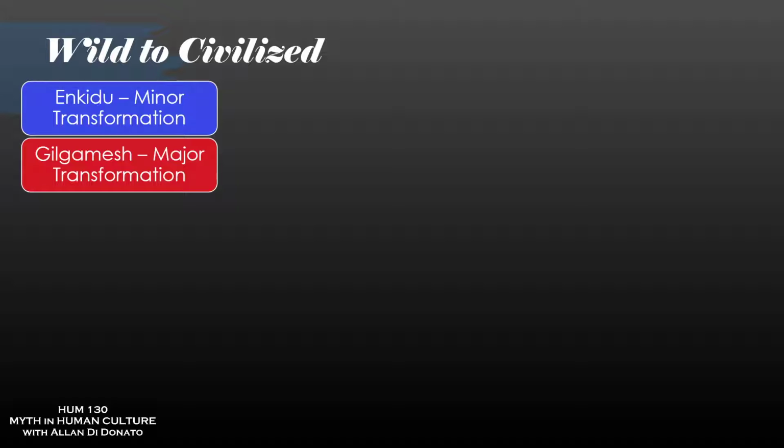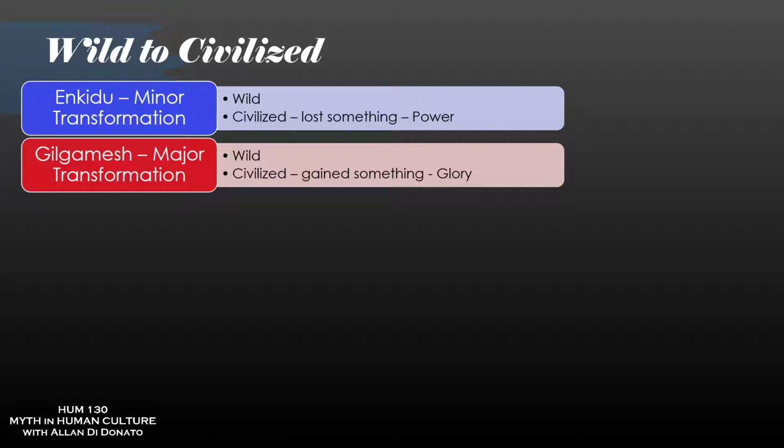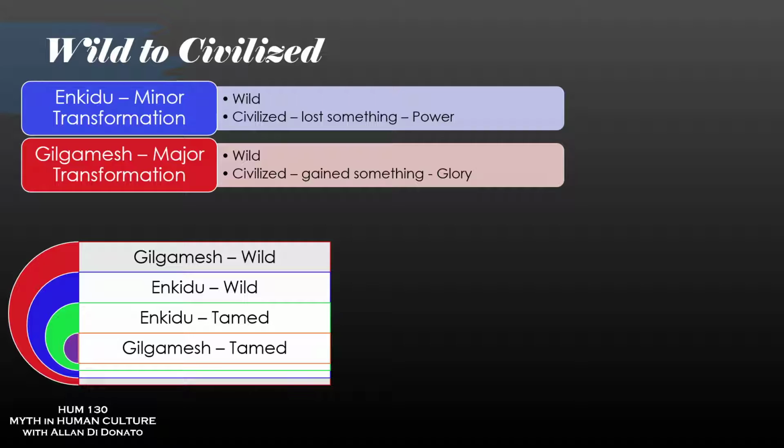Enkidu is a minor version of Gilgamesh. Gilgamesh has a major transformation. It's kind of done in a way where, again, Gilgamesh's transformation bookends Enkidu's. It's like a story within a story. Enkidu moves from wild to civilized, and in the process he loses something, his power. And then Gilgamesh moves from wild to civilized, and in the process gains something, which is glory. Okay? Enkidu's transformation is Gilgamesh's transformation on a small scale.